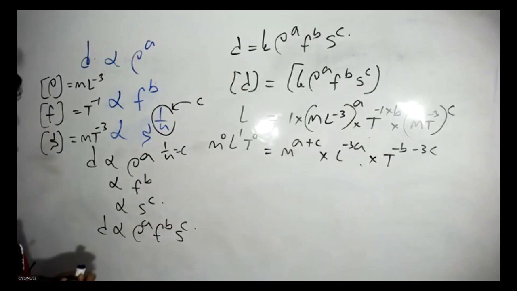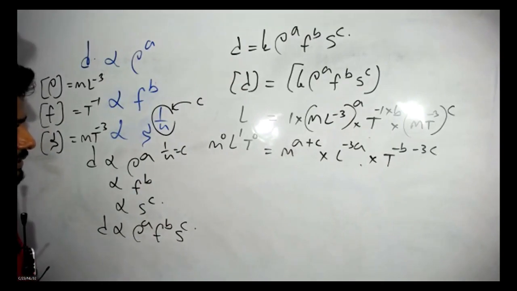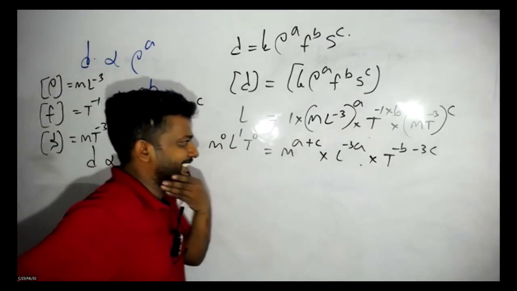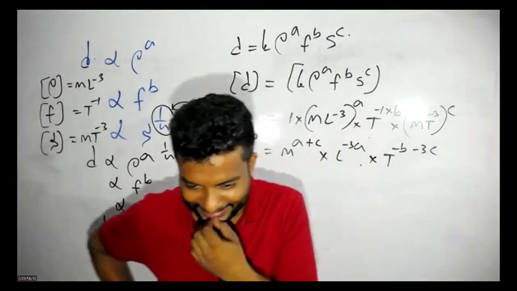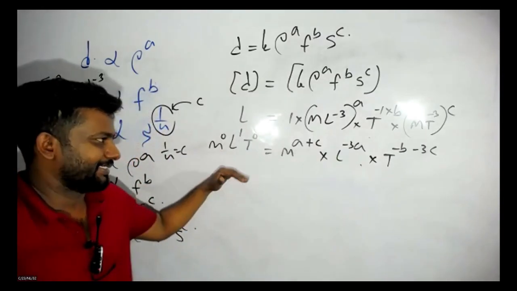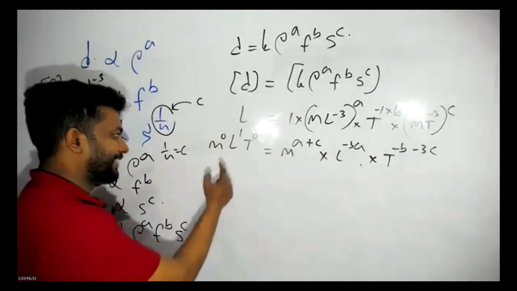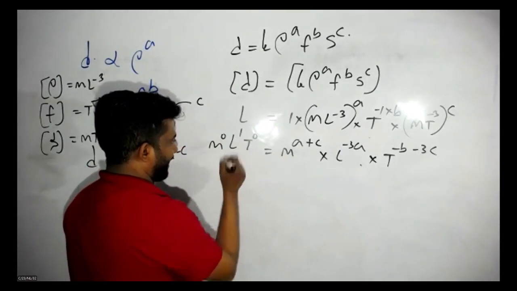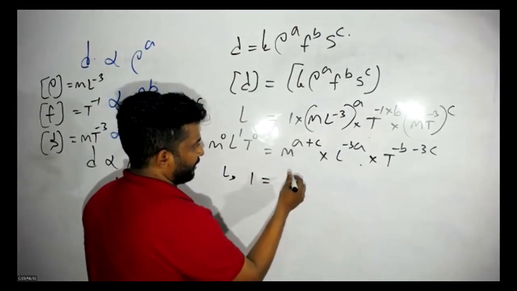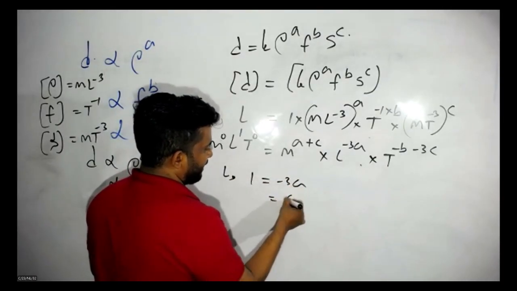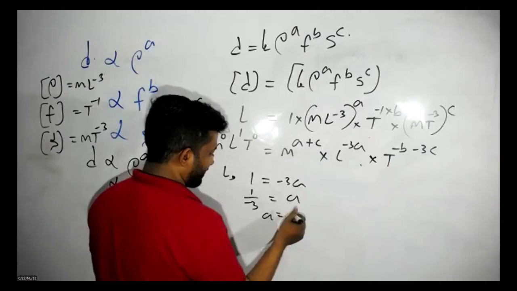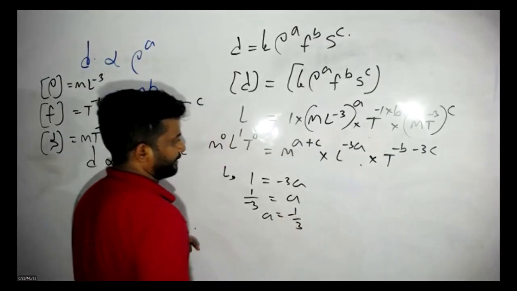Right. Now you have to find the value of c, right? Easy. Did you see the answer? You can get the answer from here. You can identify the dimensions of L now. By considering the dimensions of L, 1 is equal to minus 3a. Then a is equal to 1 over minus 3. Sorry, a is equal to minus 1 over 3.